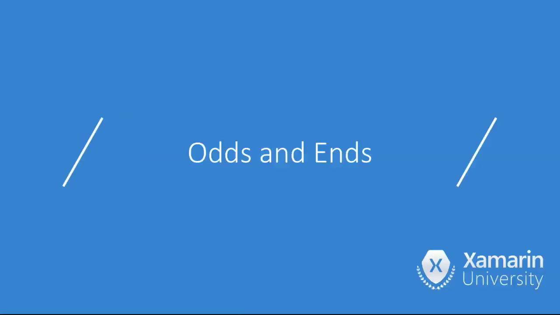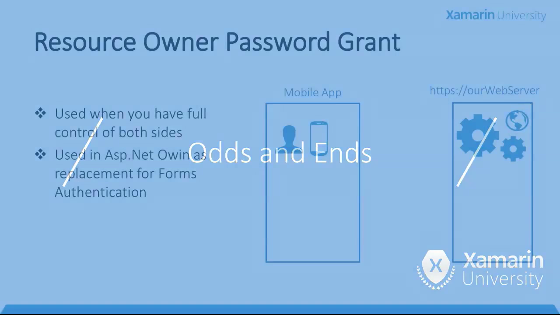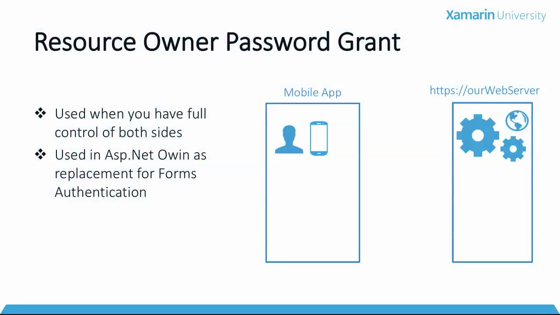So now, some odds and ends just to close out our OAuth2 discussion here. Another grant type is the resource owner password grant. And this is a grant type you're going to use if you control both sides.